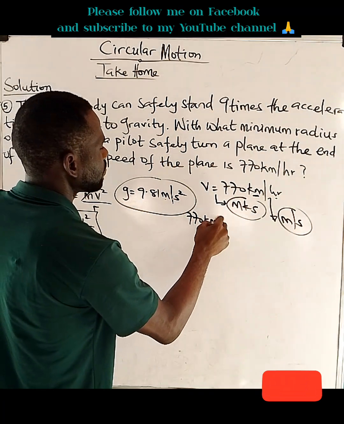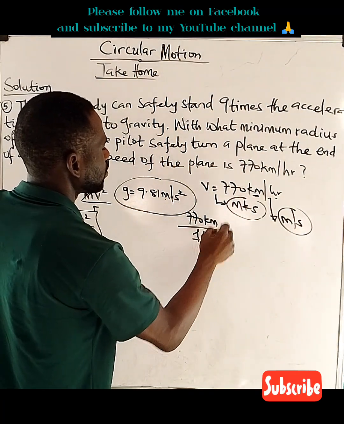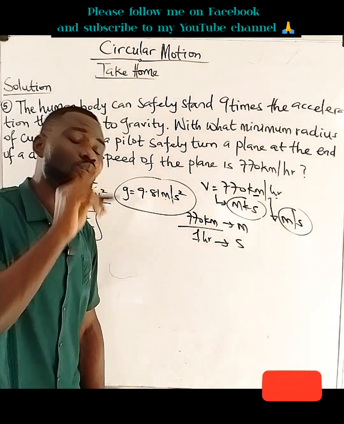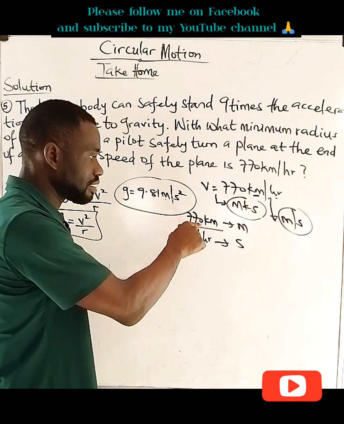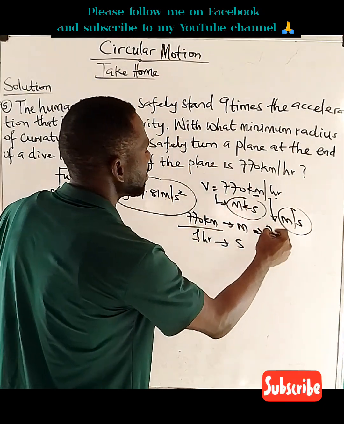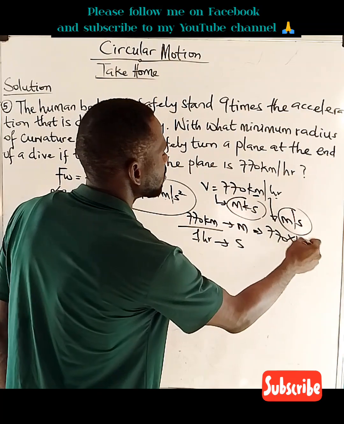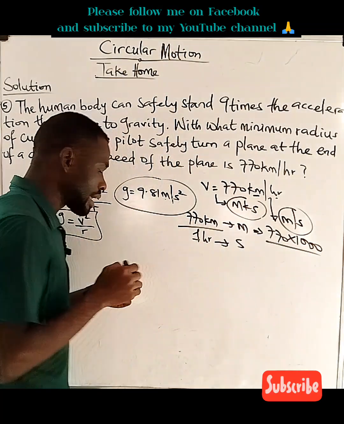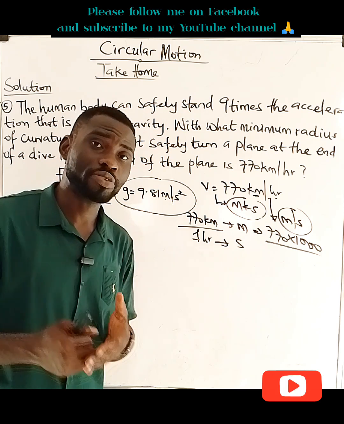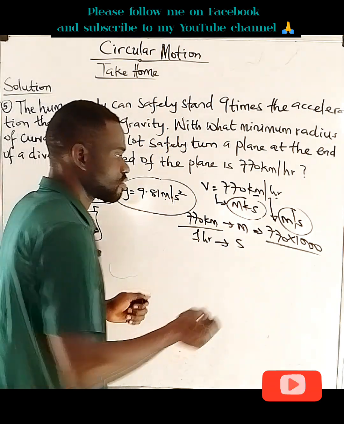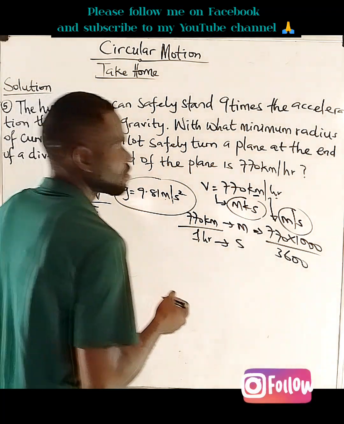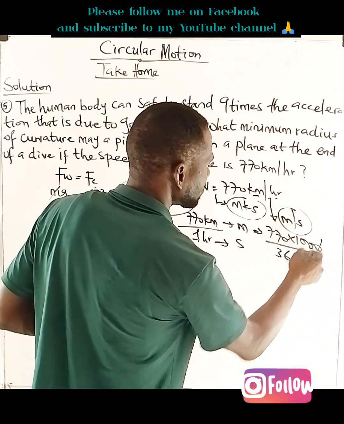770 kilometer over 1 hour. The kilometer will be converted to meter, and the hour will be converted to seconds. 1,000 meter is what we have in 1 kilometer. So 770 kilometer is going to be 770 times 1,000. Now, how many seconds do you have in 1 hour? We have 3,600 seconds in 1 hour. So we're going to divide that by 3,600 seconds. So 0 takes out 0, 0 takes out 0.